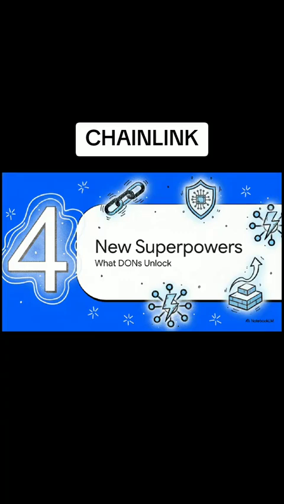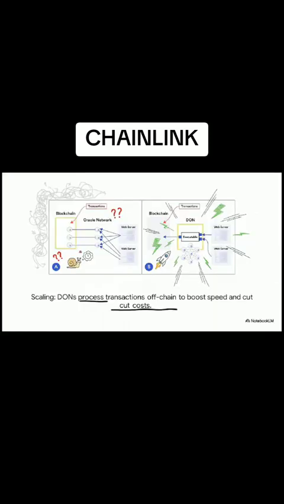It actually unlocks a whole set of new superpowers for decentralized apps. So let's take a look at what this actually makes possible. First up, a big one, scaling. Just look at the difference here. On the left, in A, every single little transaction has to hit the main blockchain. That gets slow, it gets expensive, and it gets clogged up fast.